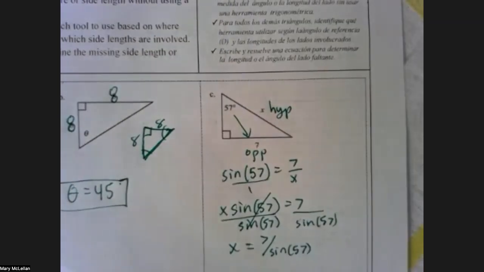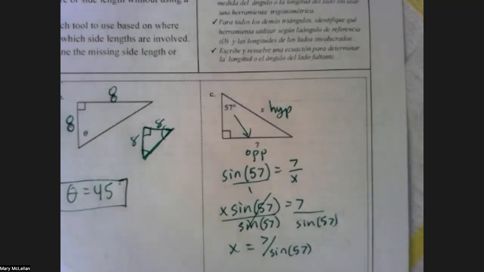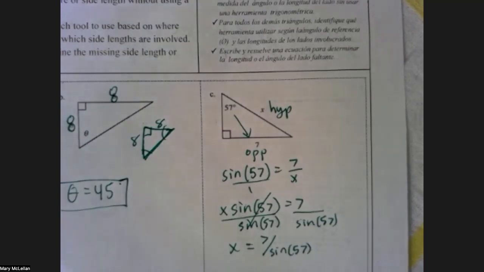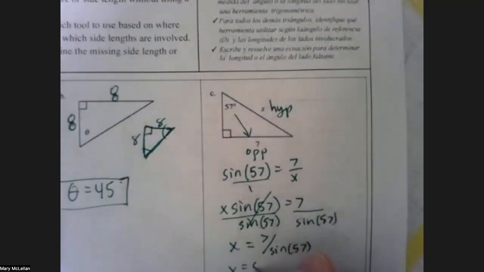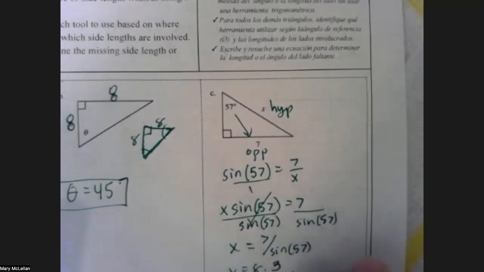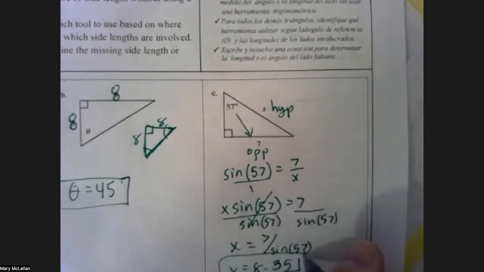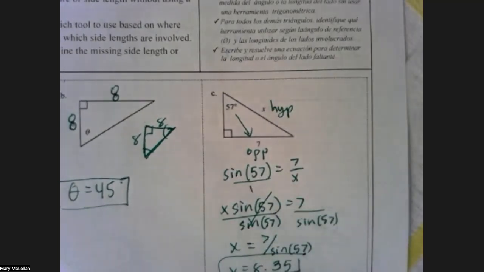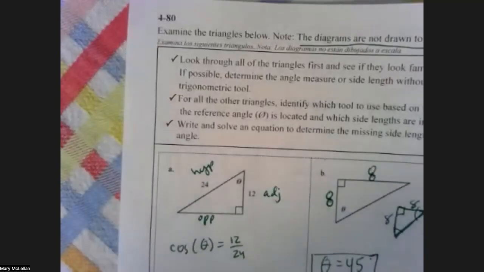And if I throw that in my calculator, let's see what I get. 7 divided by sine of 57. That's about 8.34, about 8.35. You could do 8.34 if you want. All right, back to part A. This was the most interesting of them to me, so I saved it for last because it's my favorite.